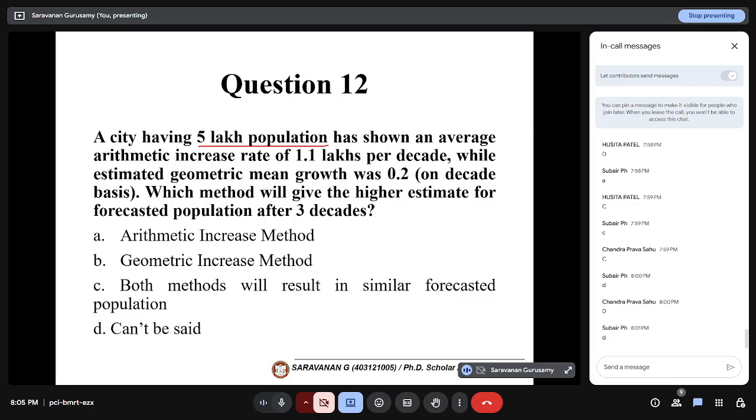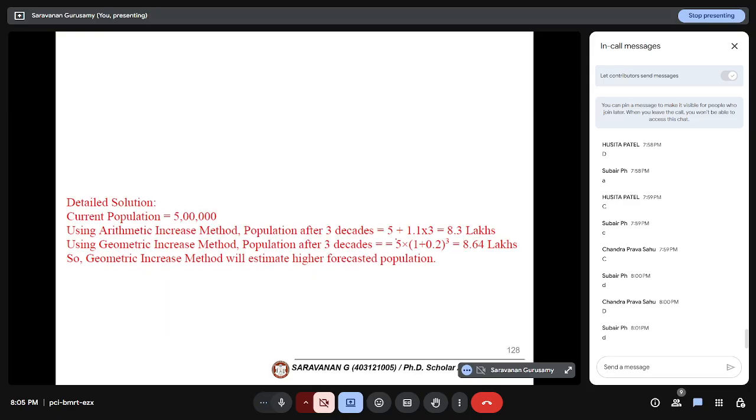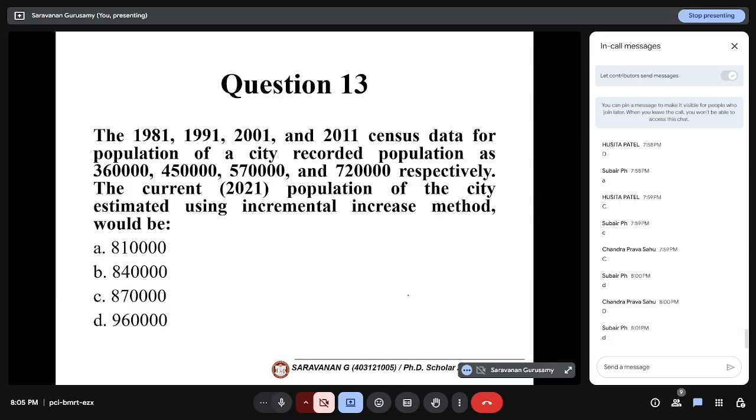The city having 5 lakh population, average increase is 1.1 lakh, geometric mean growth is 0.2. Which method will give you the highest estimate? Just for 3 decades, whatever the decade, usually the geometric increase method will give you the highest increase, or you can also calculate. The value will be higher: 5 plus 1.1 into 3 is 8.3, and 5 into 1.2 power 3 is 8.64. Always geometric will give you the overestimated value.